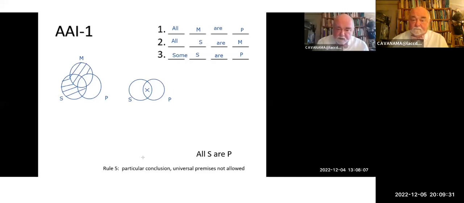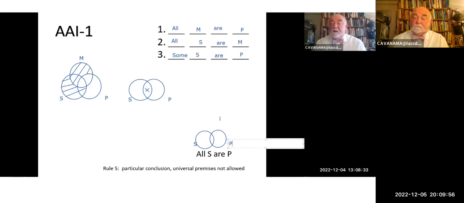Let's draw two more circles here and here, and we label them S and P. Suppose we wanted to say that all S are P. If anything is an S, it's also in the P circle. Then what we would do is shade this bit of the S.